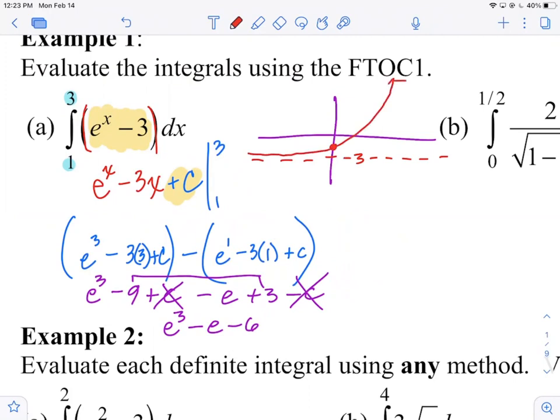This feels real familiar. Yeah, I think we did it. So it would be the integral from 1, which if I plug in a 1, it's going to be right here. Here's x equals 1. It's going to give me a negative value because e to the first would be 2.7, and 2.7 minus 3 is a negative number, and then 3 would be over here.